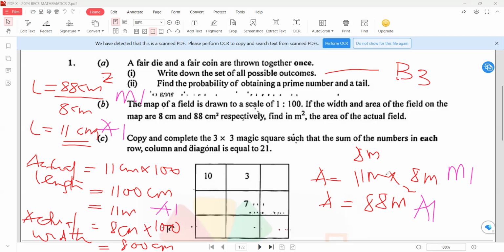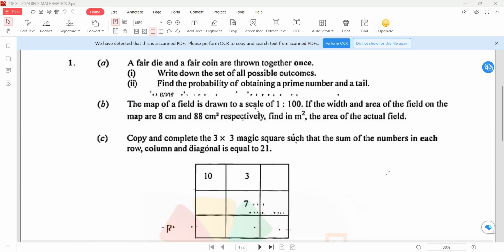Another candidate can use the other approach by finding the area of the actual field by multiplying 88 cm squared by 100 times 100, and that's 880,000, right? And dividing that by 100 times 100 will be 88 meters squared. So in that regard, too, you score all the marks.